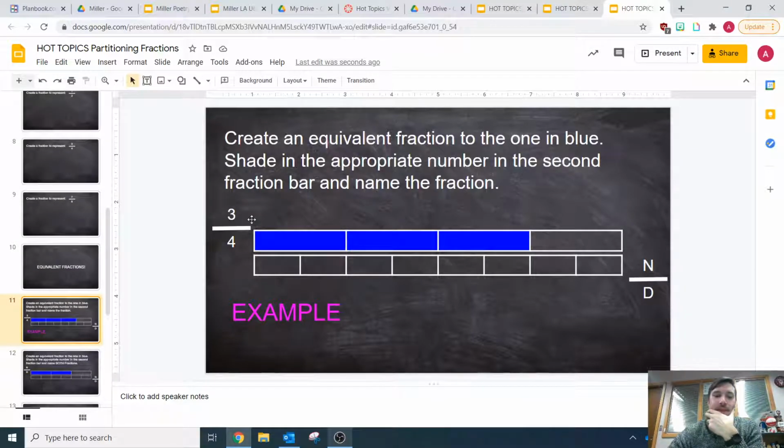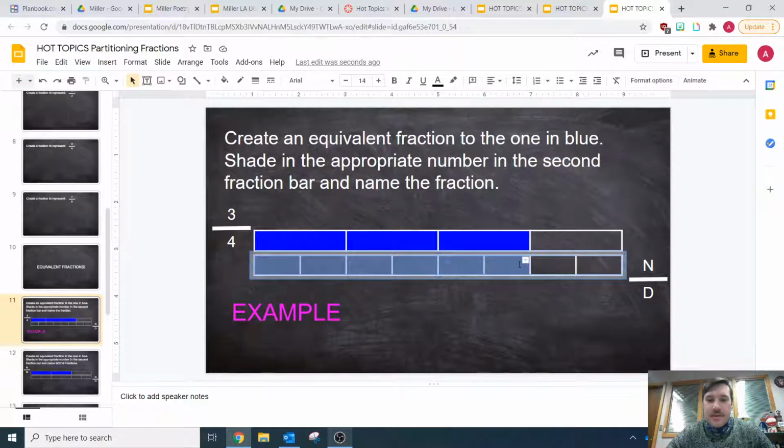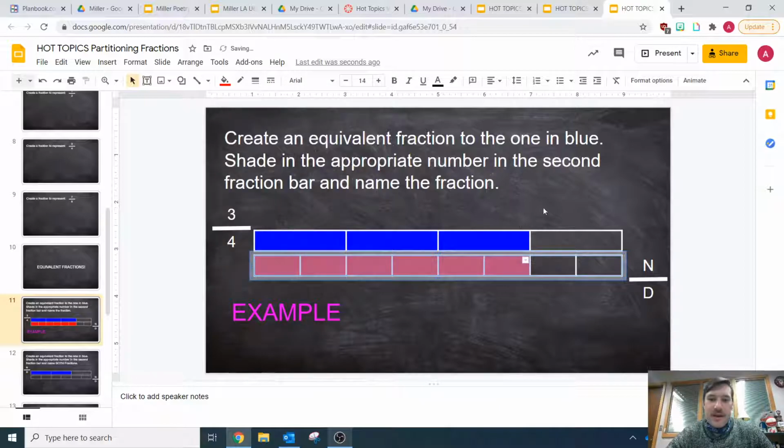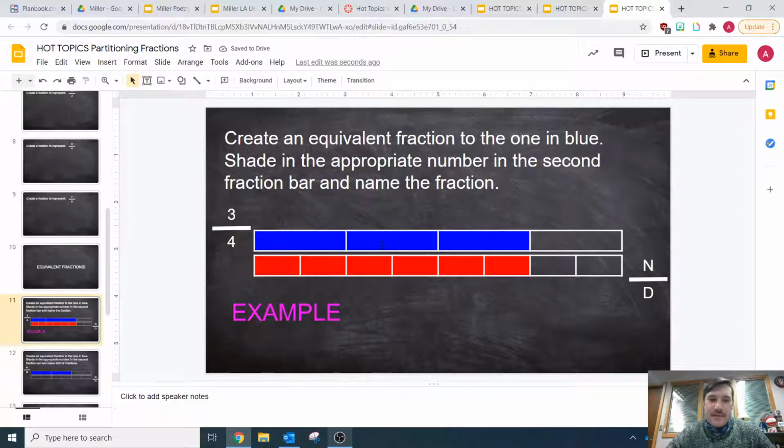So here, I have the equivalent fraction. I have a fraction on top here, 3/4. Okay, so I have 3/4. I need to, underneath it, create a fraction, shade in some boxes so that these fractions will be the same. So I'm going to shade in enough so that these basically match. So when I shade these in, I'm going to shade it in red, I notice that they are the same size. So these fractions are equivalent.